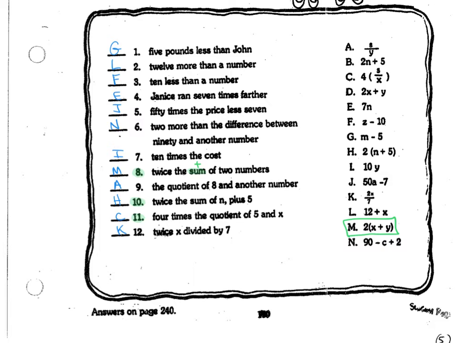So anytime it says something like twice the sum or twice the product, you're really looking for one that has parentheses. And that's the same thing with number 10. It says twice the sum again. So because of that sum, you're going to look for the parentheses because it has to be times the whole thing. And then same thing for 11. It says 4 times the quotient. And quotient is the fancy word for division. So you have to make sure that 4 is times the whole division problem. Okay?